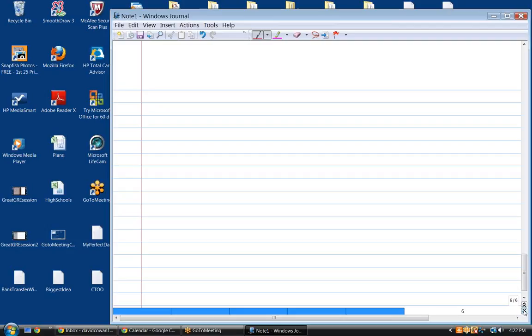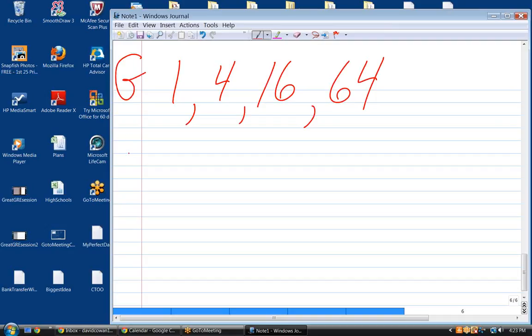For this next one, it says find the term, and it's 1 plus 4 plus 16 plus 64. It says find the 10th term. What kind of sequence is that? Arithmetic or geometric? That's geometric. What's the common ratio? 4. So the general is, once again, you remember what it is?